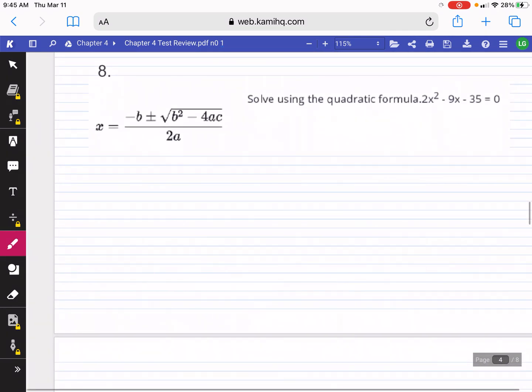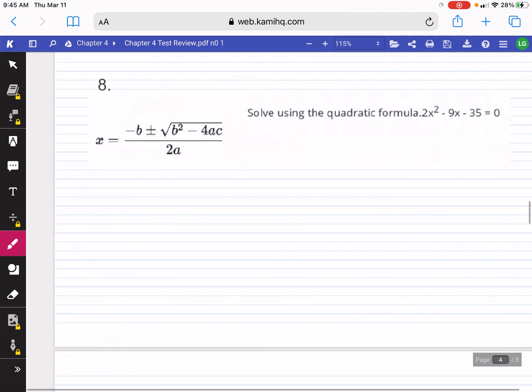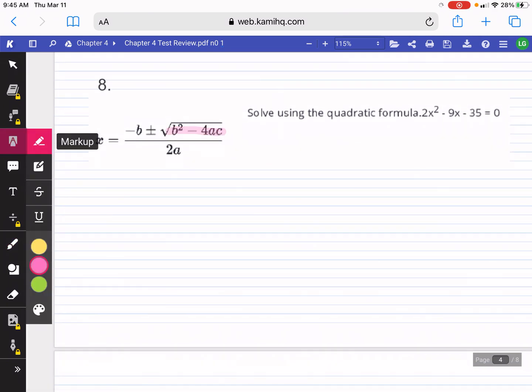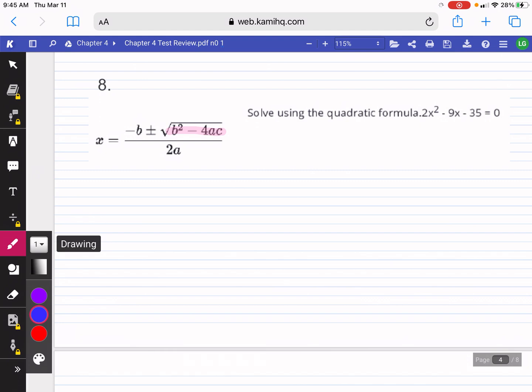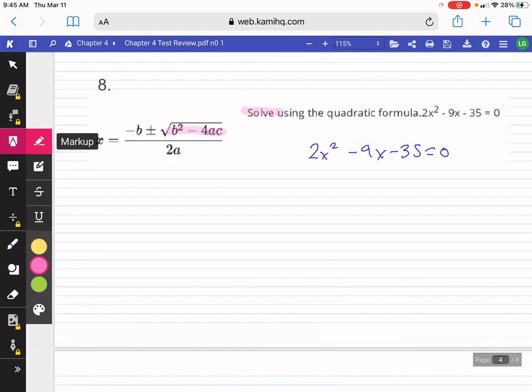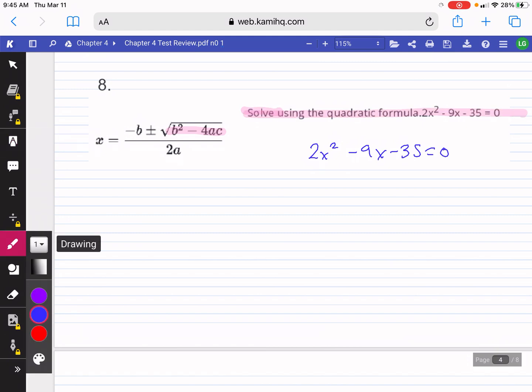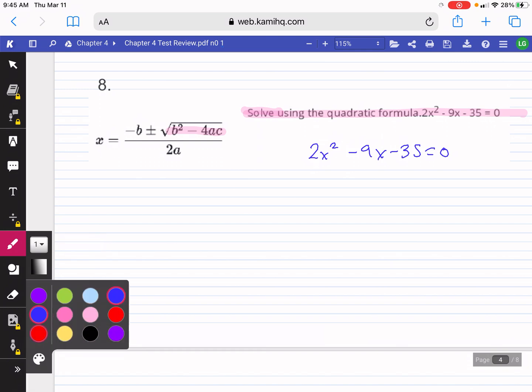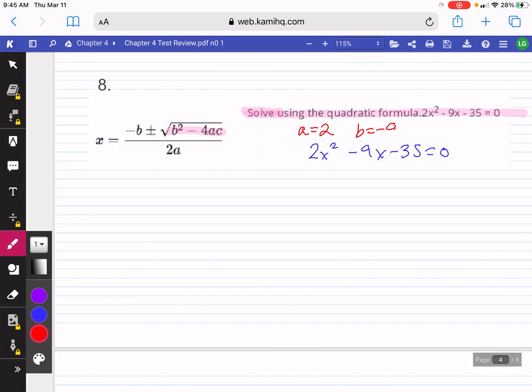This last question is actually reviewing the quadratic formula. You'll notice your discriminant is part of the quadratic formula. So here we're going to solve 2x squared minus 9x minus 35 equals 0 using the quadratic formula. So I'm going to start by labeling my A, B, and C. Here my A is 2, my B is -9, my C is -35. And I'm going to plug those into my formula.